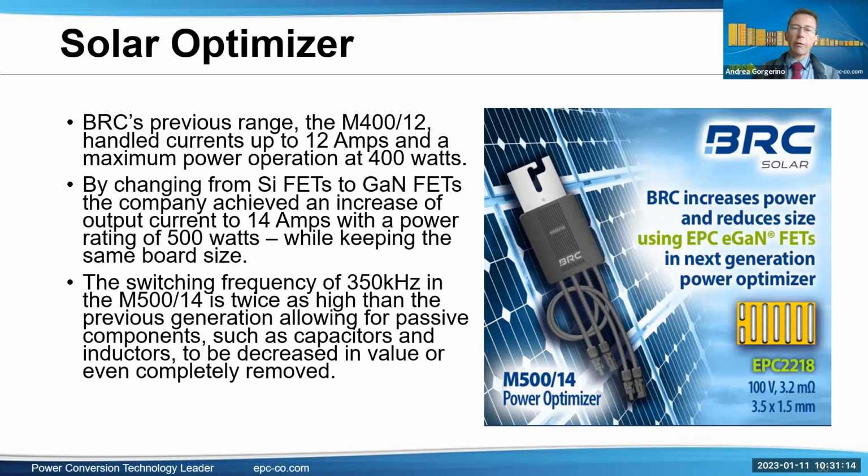They moved from silicon FETs to GaN FETs, and they were able to achieve 14 amps and 500 watts in the same board size. But they also were able to increase the switching frequency about double. They went to 350 kilohertz in this case. And this allowed them to reduce all the passive components inside the box, like capacitors and inductors, for lower overall system cost. This optimizer is using the EPC 2218, which was one of the devices shown in the previous tables.